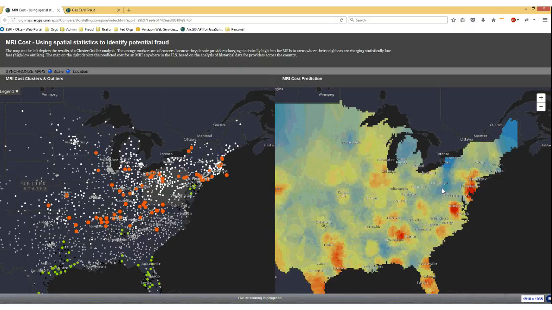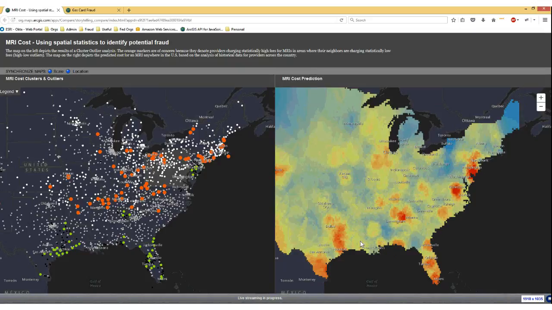So I'm going to pass it back to Mike, and we'll talk about the final way GIS can improve your organization's ability to combat fraud, waste, and abuse.